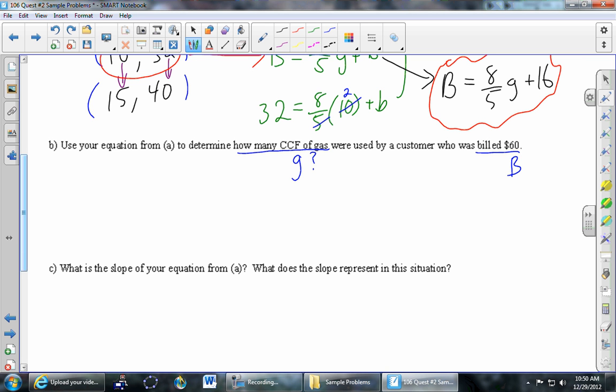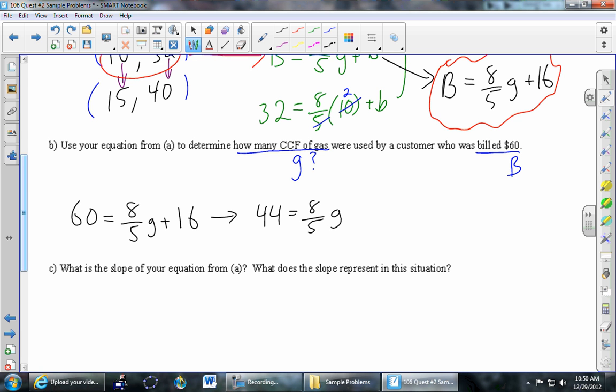So again, that circled equation up at the top, it said B equals, B is now 60. Everything else gets copied. All right, and now we're going to solve this equation. I'll subtract 16 from both sides. So that gives me 44 equals 8/5 of G.